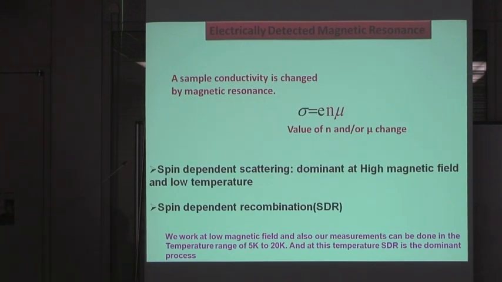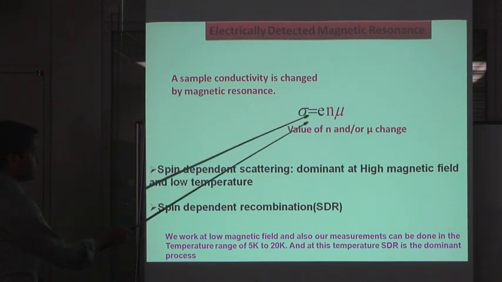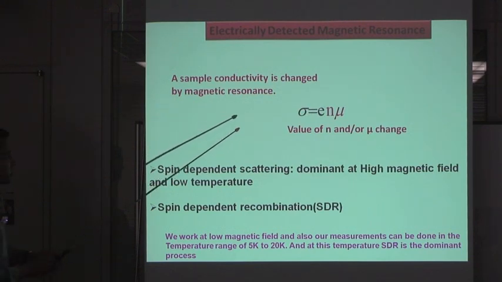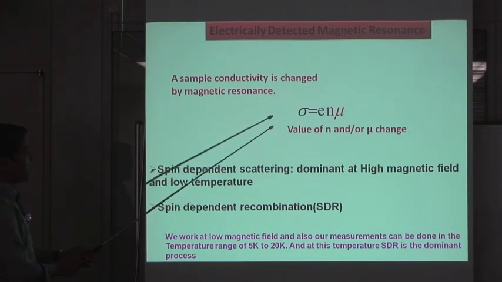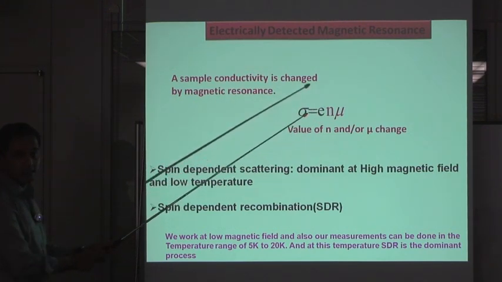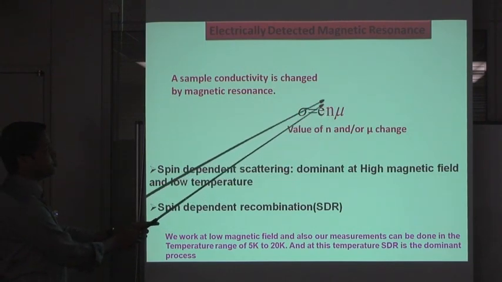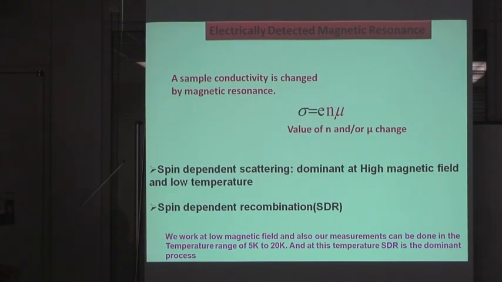As I told you, in electrically detected magnetic resonance, what we do is we measure the change in the conductivity of a sample at the onset of magnetic resonance. The change in the conductivity is generally given by this. So the change in the conductivity can be brought either by changing the number of carriers in your sample or by changing the mobility of those carriers.